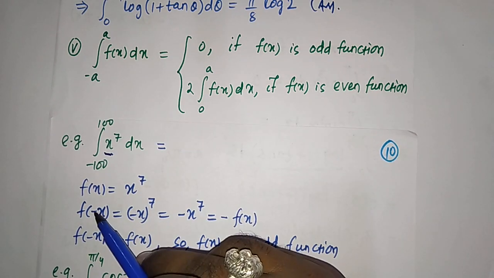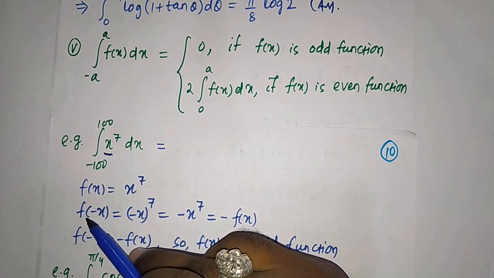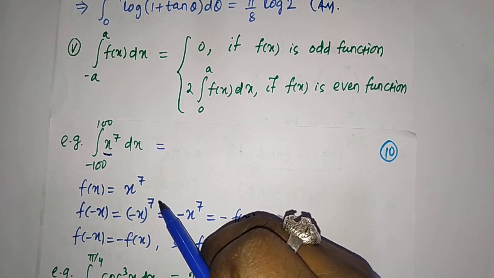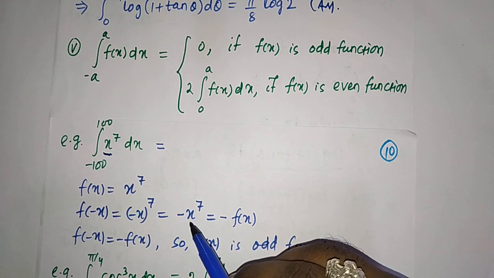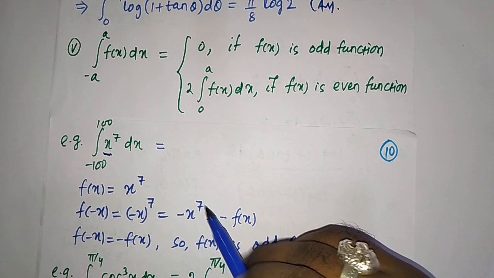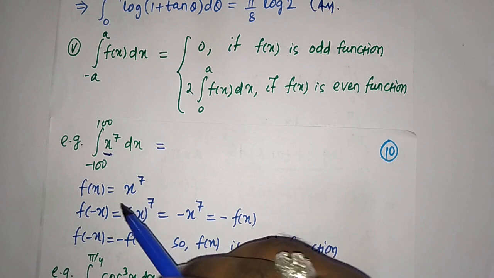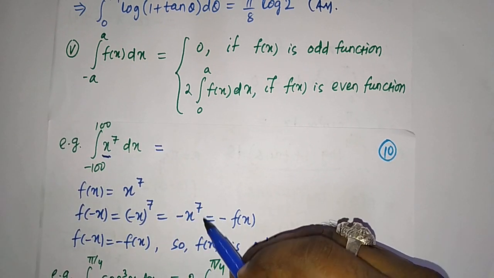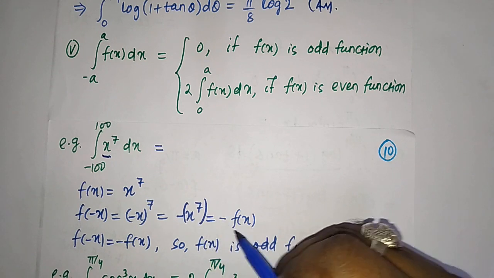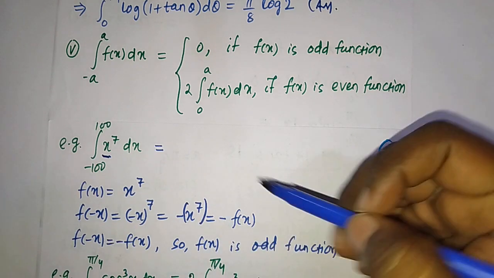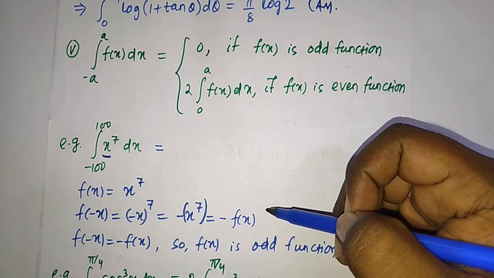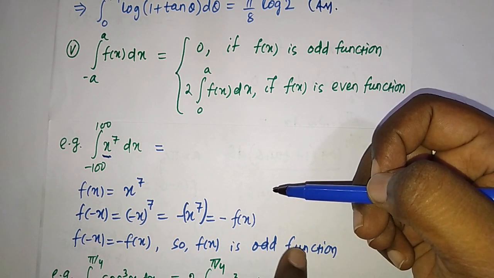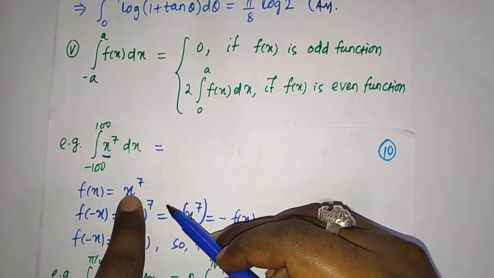How will we check? We will put minus x in place of x, so find f of minus x. f of minus x is equal to minus x to the power 7. Minus x to the power 7 is equal to minus f of x, because f of x is equal to x to the power 7. So f of minus x is equal to minus f of x. So f of x is an odd function. x to the power 7 is an odd function.